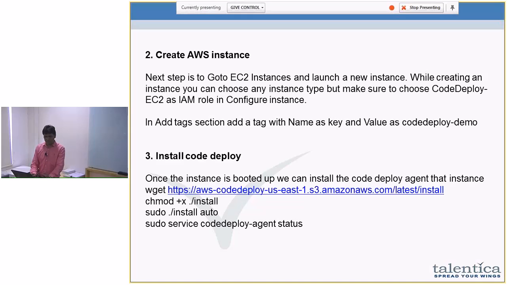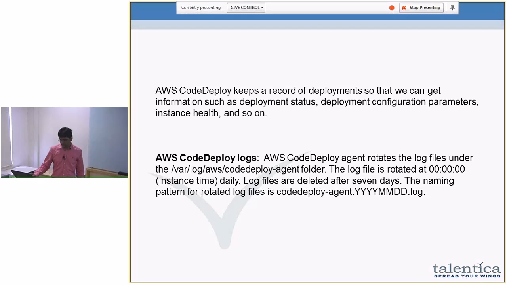So till now we have covered 3 steps. The CodeDeploy agent also keeps a record of deployments so that we can track all these statuses, deployment configuration, parameters, and all these things. It also creates all the logs under the opt codedeploy-agent folder, and the logs are automatically rotated after 7 days.